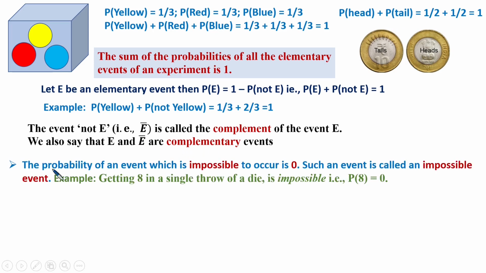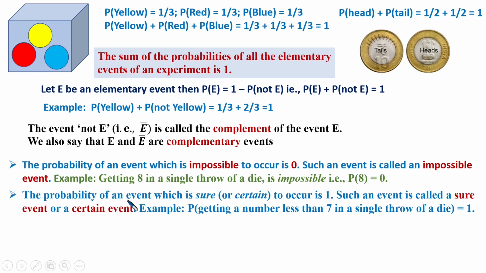Now some more rules. The probability of an event which is impossible to occur is 0. So which is not going to occur is impossible. The probability is 0. Such an event is called an impossible event. Example, getting 8 in a single throw of a die, because a die has only faces from 1 to 6. So getting 8 is impossible because there is no face which contains the number 8. So P of 8 is equal to 0.